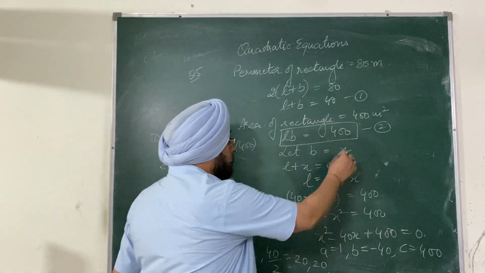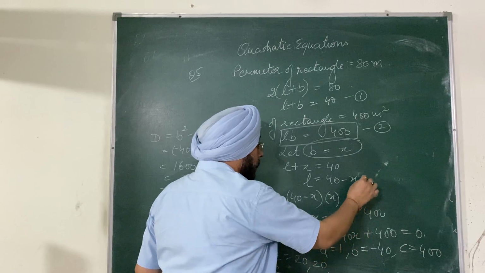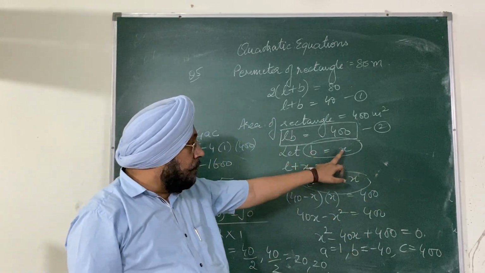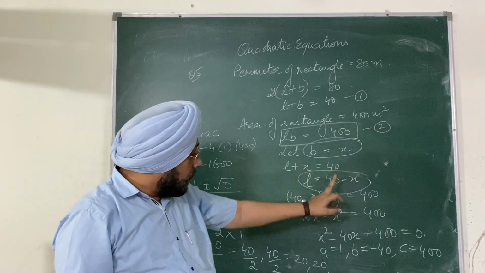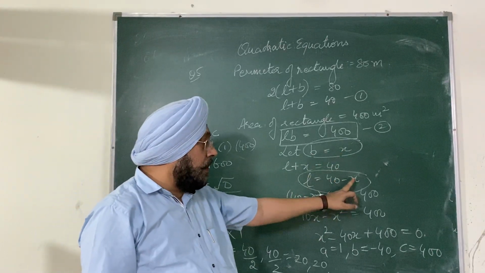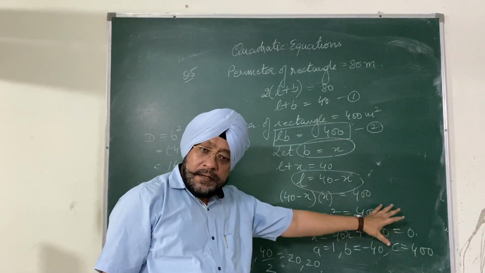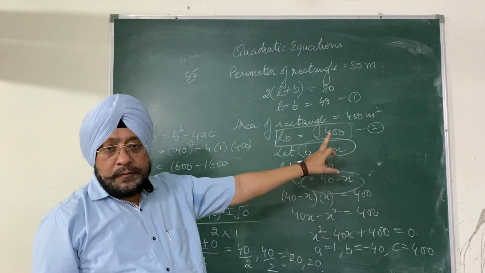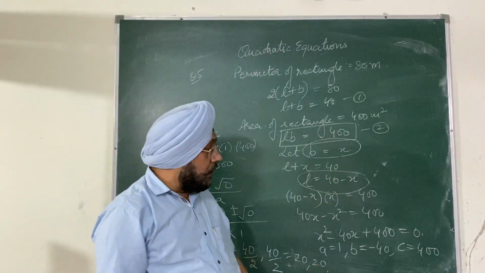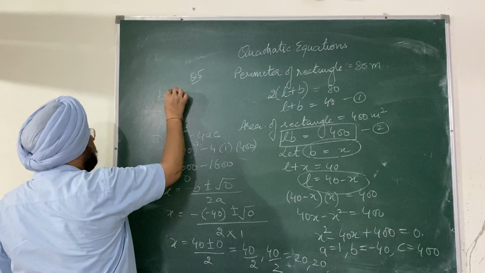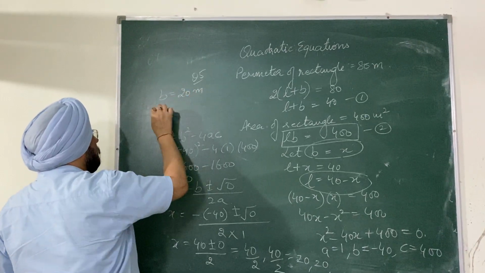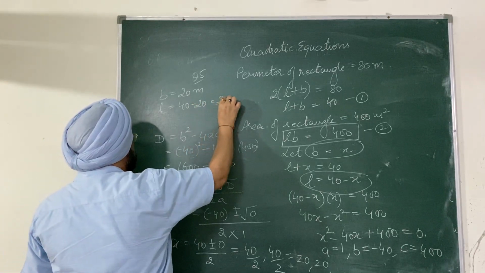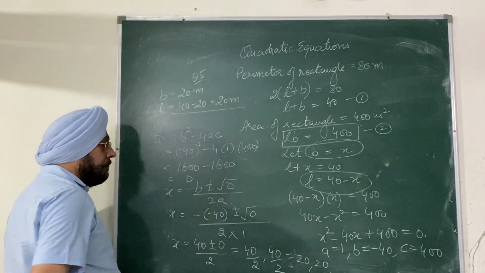So just come to the starting equation, equation number 1 and equation number 2. If I take first 20, let the breadth is equals to 20 meter. It means the length must be equals to 40 minus 20, that is equals to 20 meter. So in that case, you can see we are getting length and breadth both has the same value. Clear? So if breadth is equals to 20 meter, length must be equals to 20 meter.